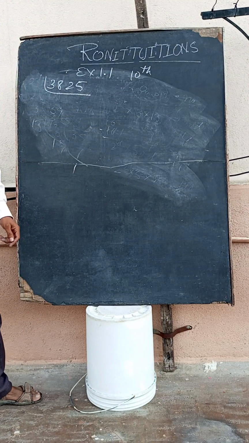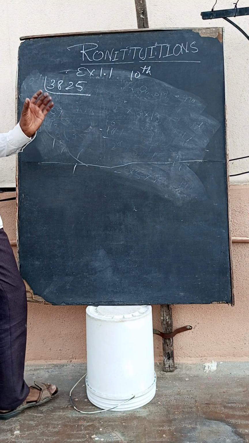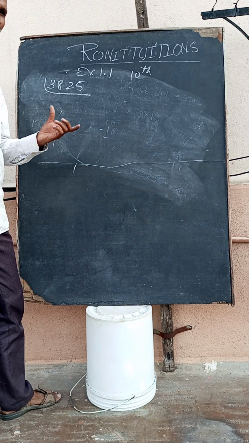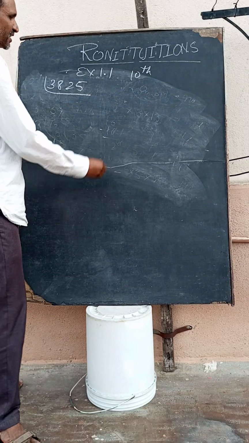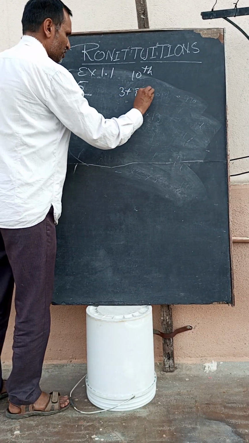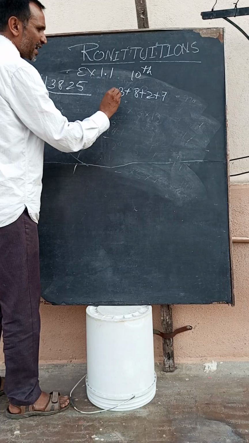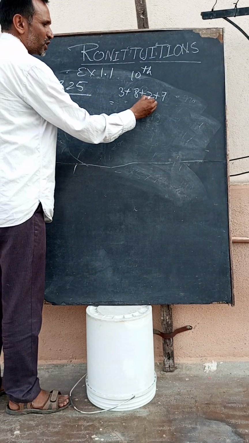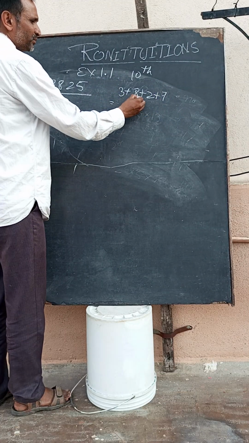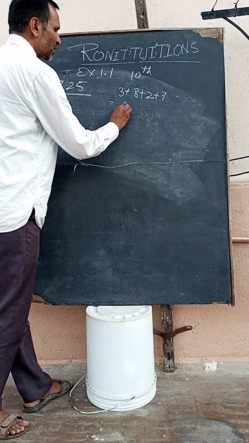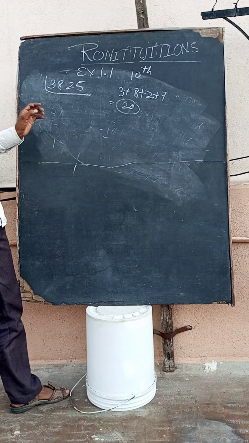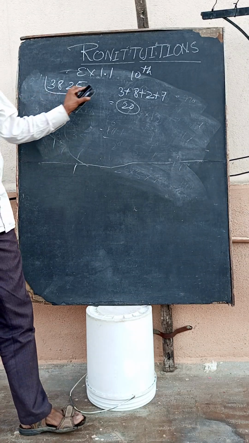What is the rule for the divisibility of 3? If the sum of the digits of the number is a multiple of 3, then that number is divisible by 3. See, 3 plus 8 plus 2 plus 7. If we add it, 11, 11 plus 2 is 13, 13 plus 7 becomes 20. It does not come in the 3 table. So this number is not divisible by 3.